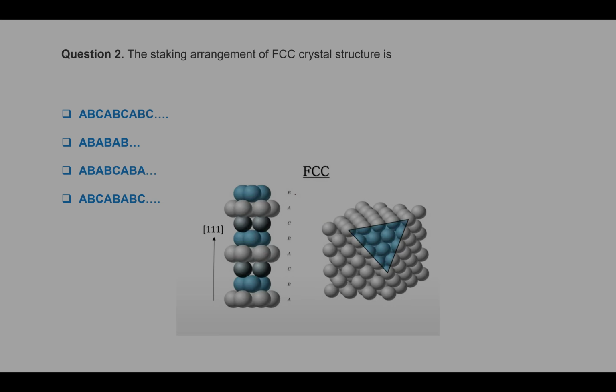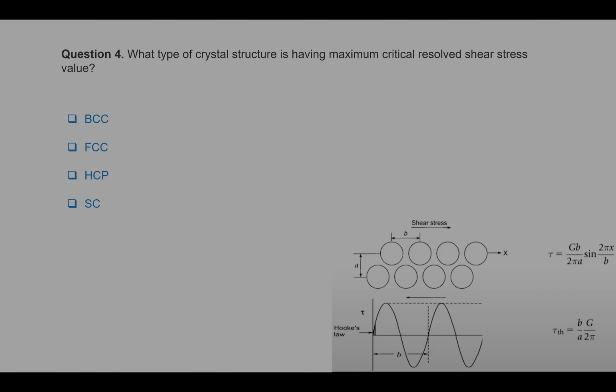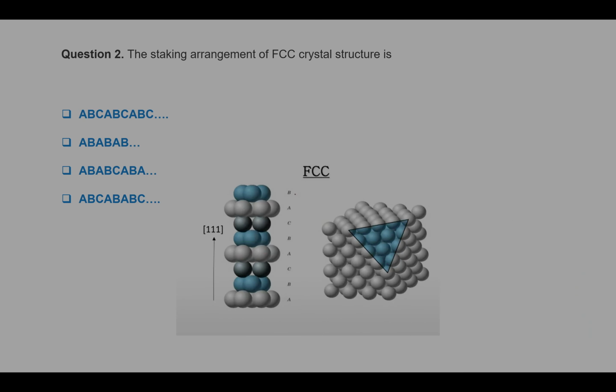Here, question number 2 is: the stacking arrangement of FCC crystal is. As we have already discussed, in the first live session I discussed this in detail: FCC, HCP, CCP. All of that I discussed in the first live session, and how it works.